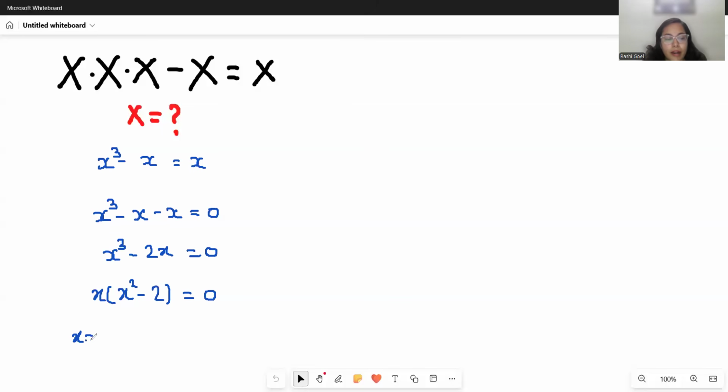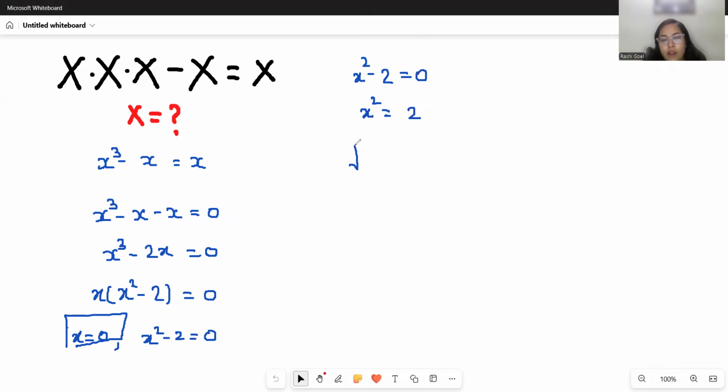Now put both the factors equal to 0. So x equals 0 and x square minus 2 equals 0. From the first case, x equals 0. Then x square minus 2 equals 0, so x square equals 2. Now take the square root on both sides, so it becomes plus minus square root 2. With the help of this, the square is removed. So x equals plus minus root 2. So we have three values of x, that is 0, plus root 2 and minus root 2.